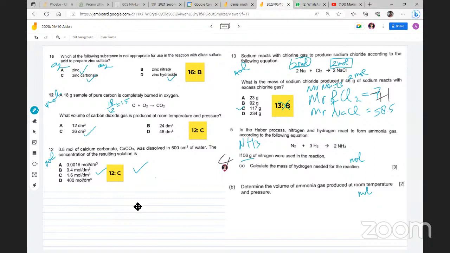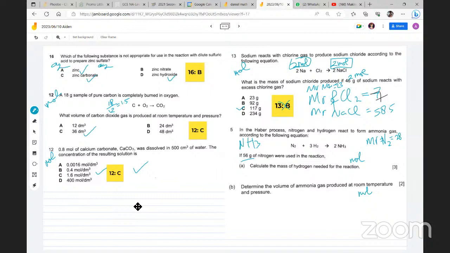Very good. Let me confirm your MR of nitrogen. Just confirm first. MR of nitrogen is 14. Yeah, but this is nitrogen 2, N2. So the MR of N2 is not 14. The MR of N2 is? Tell me. MR of N2 is 28. It's just 14 times 2.